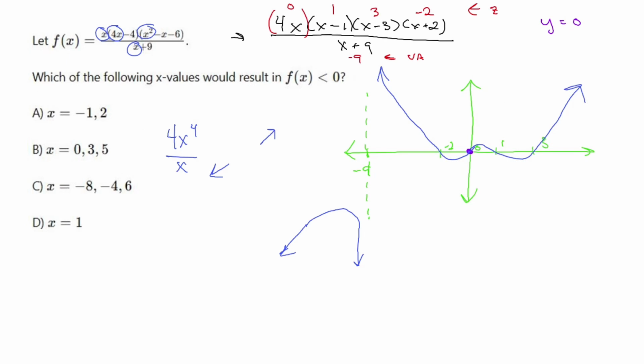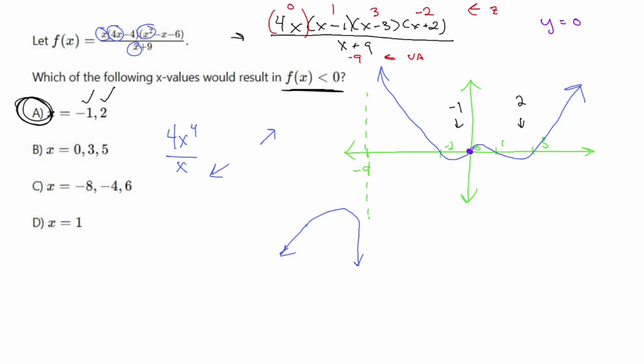Now I have areas where I can tell where these numbers live. My job is to find out where stuff is negative. If x is negative 1, that means x is going to live somewhere in between here. That is negative, so that's a true statement so far. If x is 2, that means it's going to live between 1 and 3. That's negative as well. So that is also a true statement, so A is my answer right away.